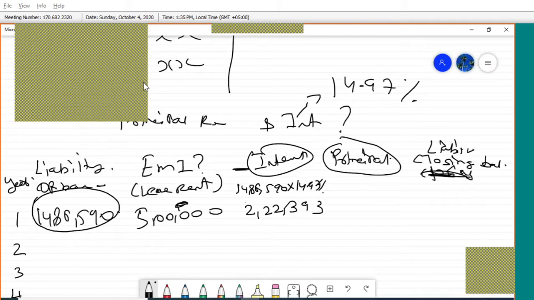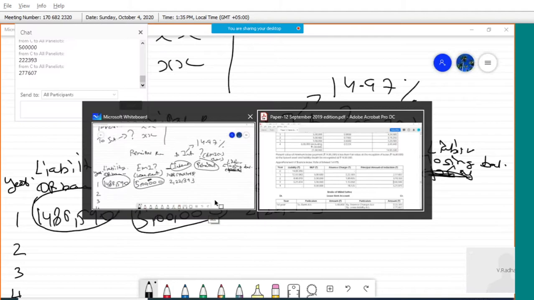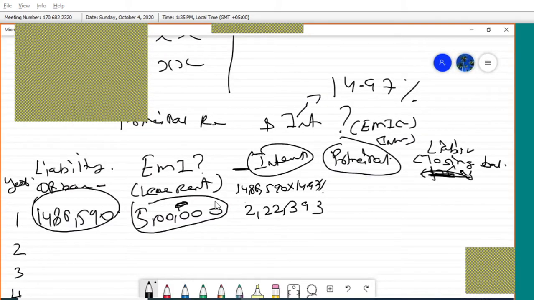Then what about principal? Principal is nothing but EMI, lease amount minus interest amount. What is my lease amount? 5 lakh is my total lease rent minus interest. Interest you can call it a finance charge also; finance charge, interest, everything is the same. 5 lakh minus 222,393 equals 277,607.